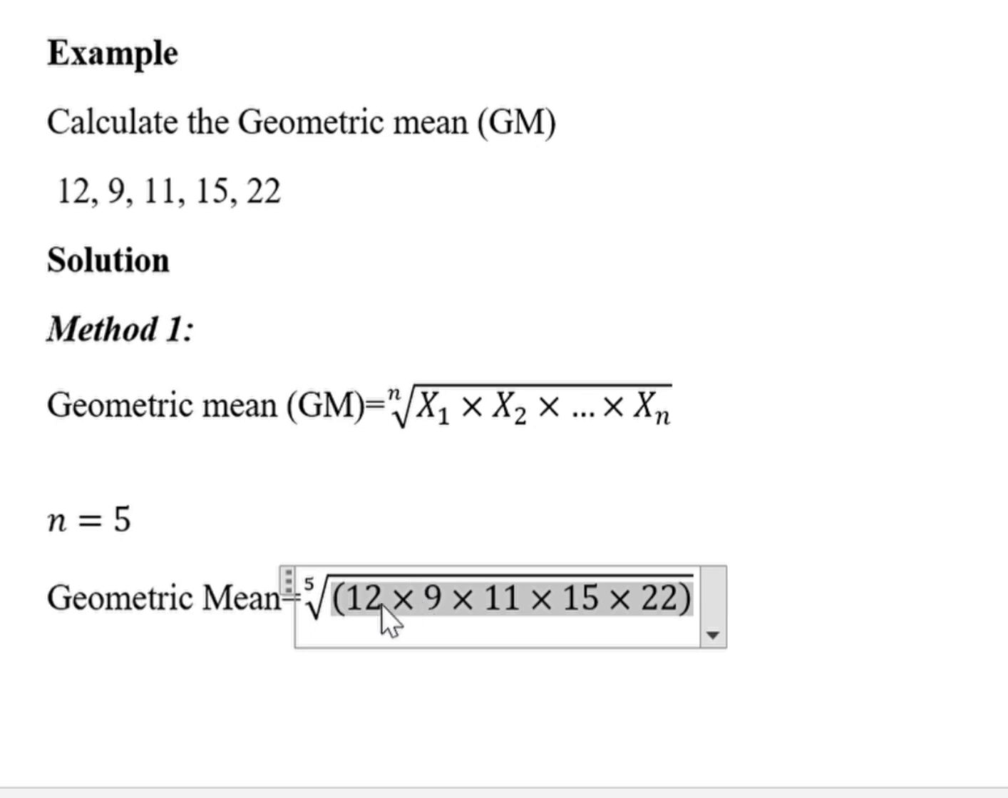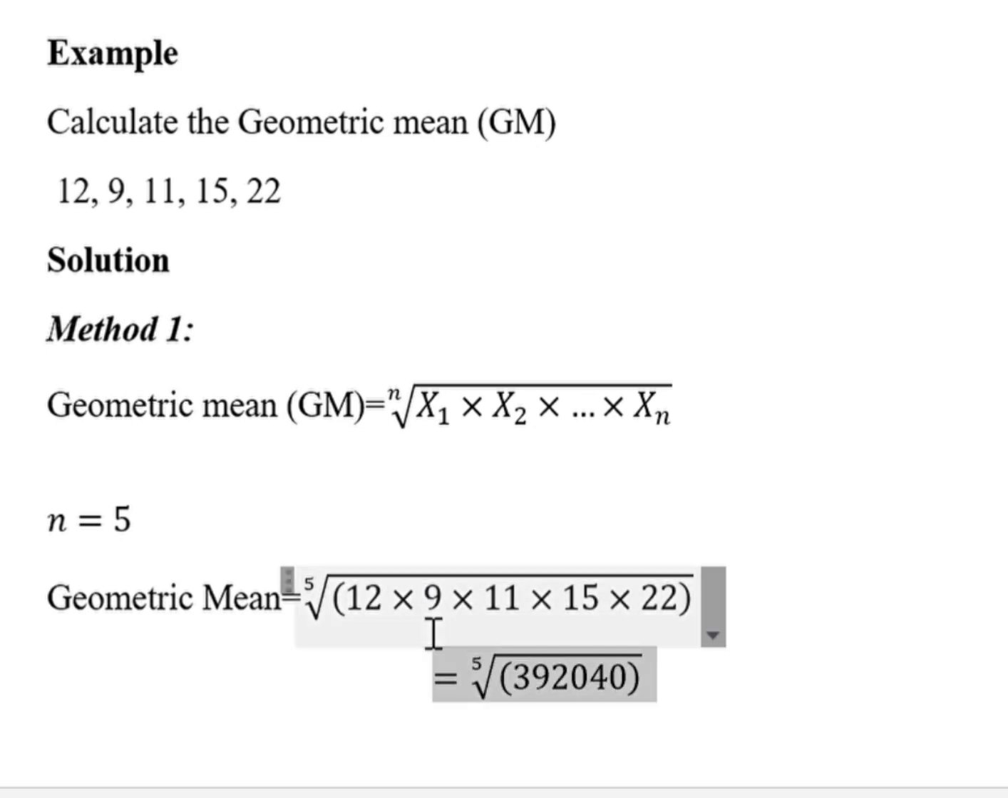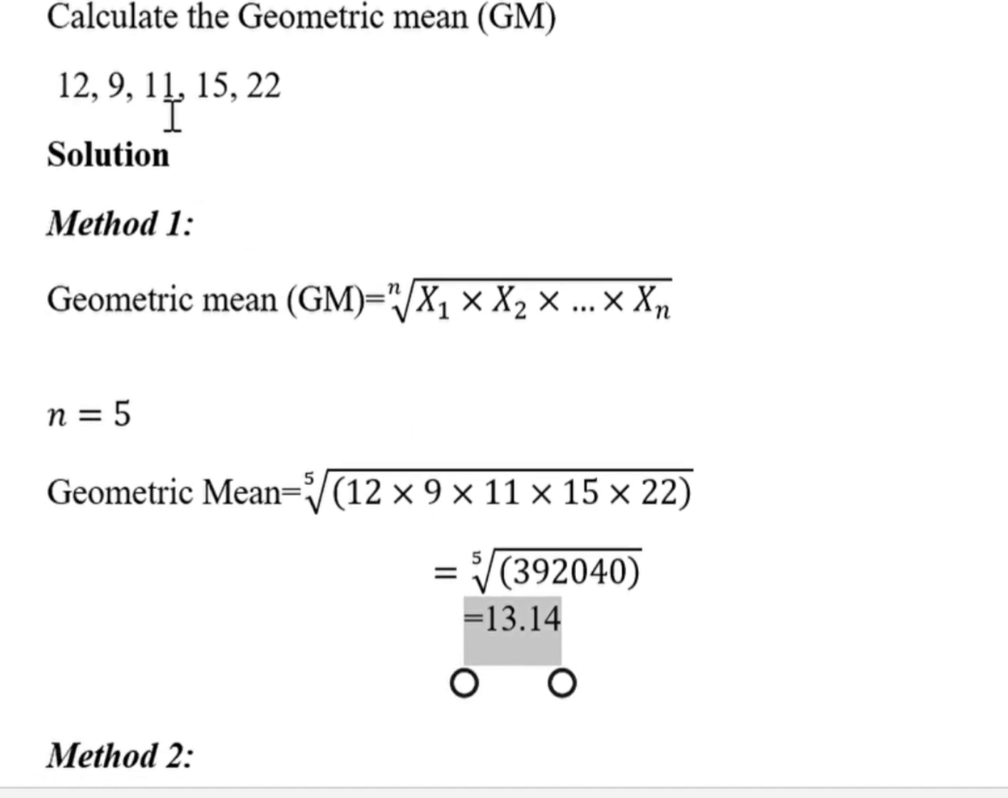So if you calculate that, you will get it being equal to the 5th root of 392,040, which is 13.14. So this is the geometric mean of these values.